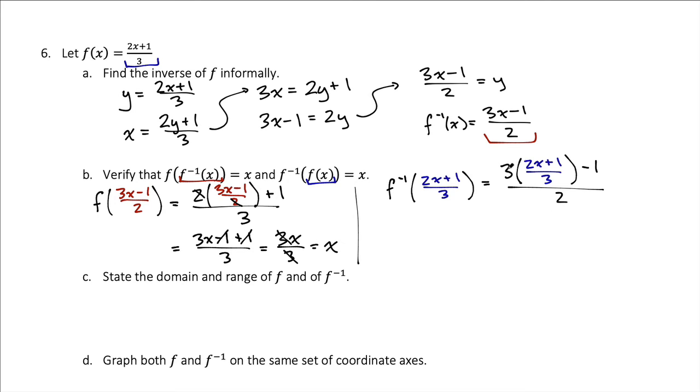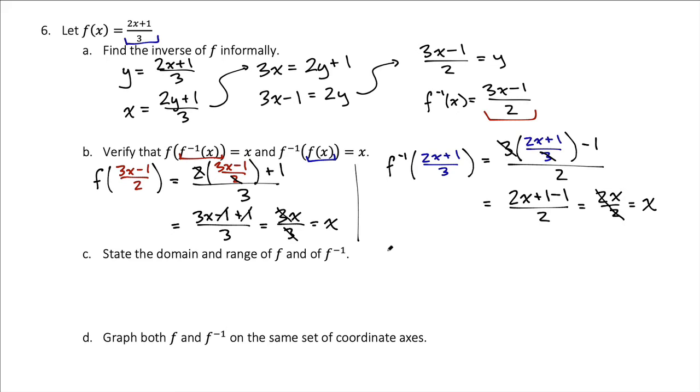Now we simplify. We've got a 3 and a 3 dividing there, so we cancel those two things out. We get (2x plus 1 minus 1) over 2. The plus 1 and the minus 1 cancel, and we get 2x over 2. And of course, the 2's cancel there, and we get just x. So we verified both of those compositions, both of these identities.